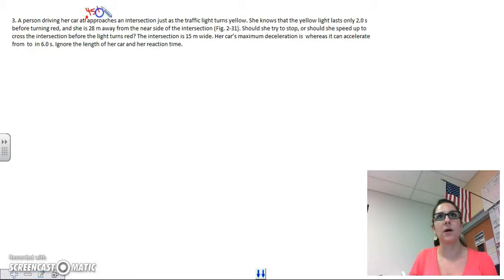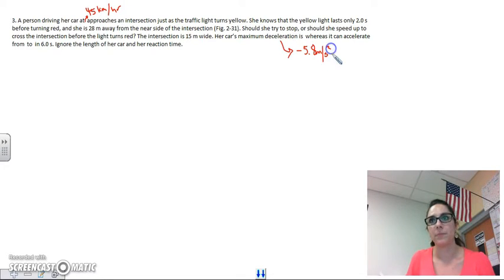kilometers per hour, and approaches an intersection just as the traffic light turns yellow. She knows that the yellow lasts for 2 seconds before turning red, and she's 28 meters away from the near side of the intersection. Should she try to stop, or should she speed up across the intersection before the light turns red? The intersection is 15 meters wide. Her car's maximum deceleration is negative 5.8 meters per second squared.